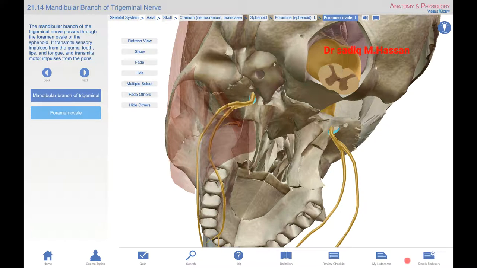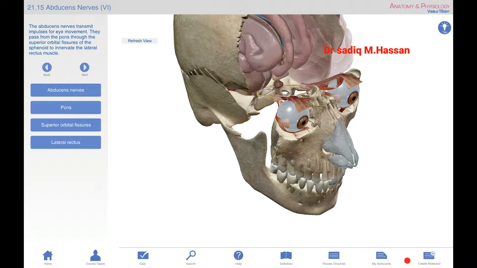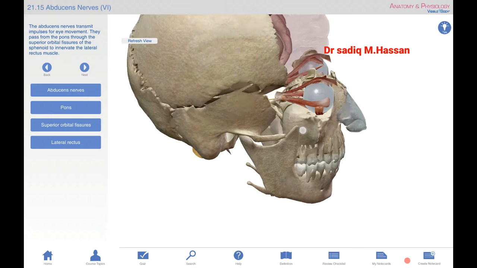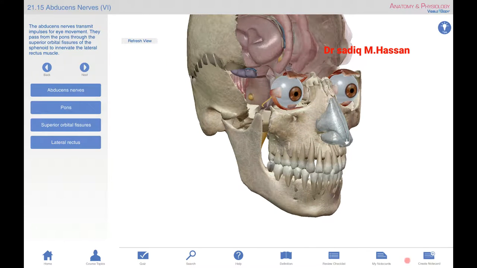So there are a lot of structures, a lot of nerves and vessels, that exit or enter the base of the brain through small, tiny, and different-sized holes. So we will learn one time, inshallah, the structures in the brain.